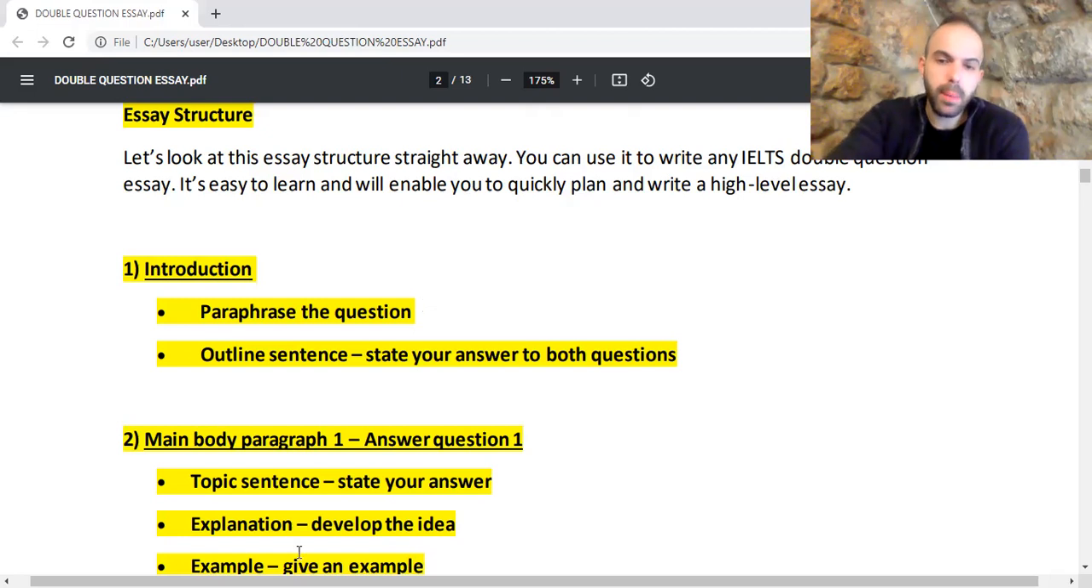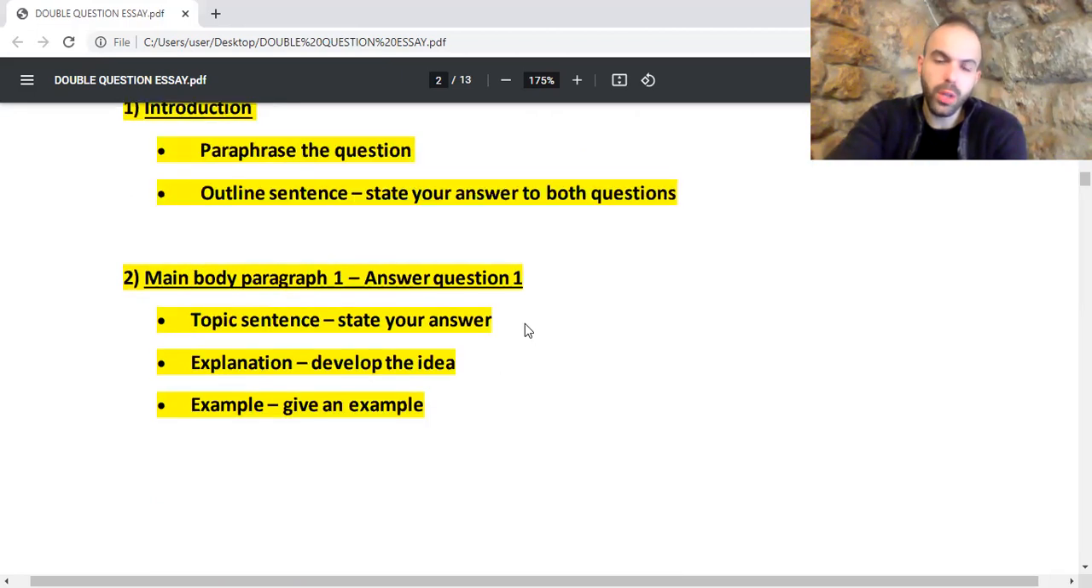So as you can see in main body paragraph 1, which is the answer to question 1, you start with a topic sentence stating your answer again. That was already written in the outline sentence, but here you have to make it more obvious. So you can expand on the explanation of this topic sentence if you want to, or you can still simply paraphrase what you have already written in the introduction.